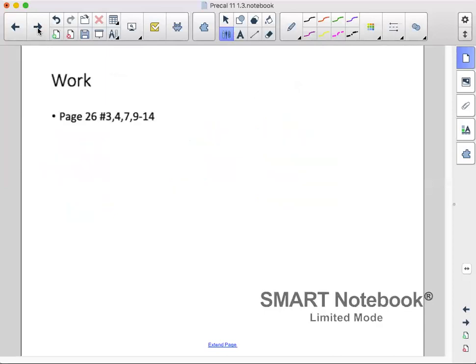Okay, so work for this section can be found on page 26. We're working on numbers 3, 4, 7, 9, and 14.